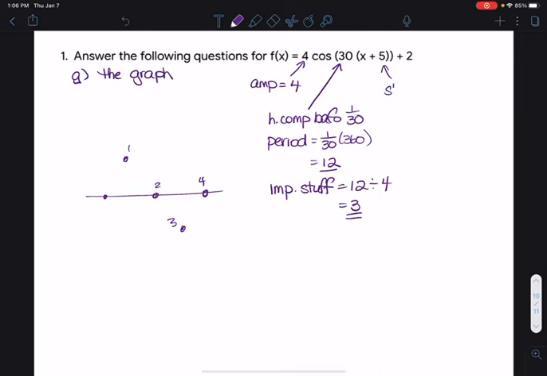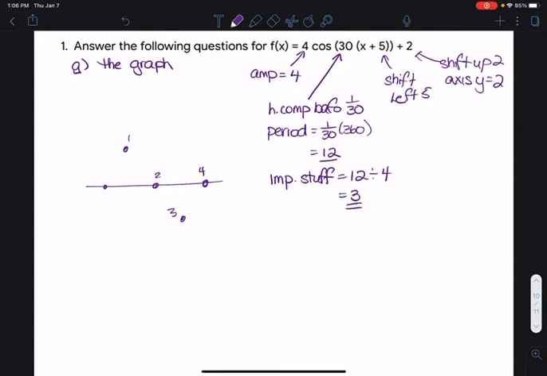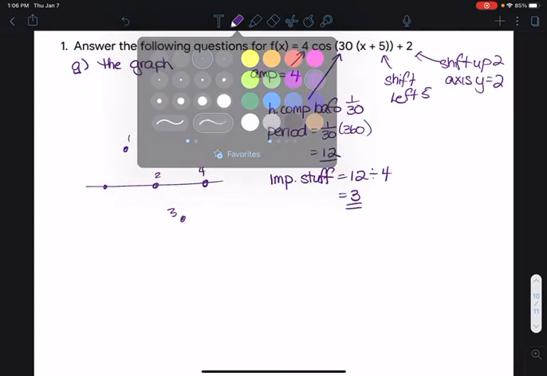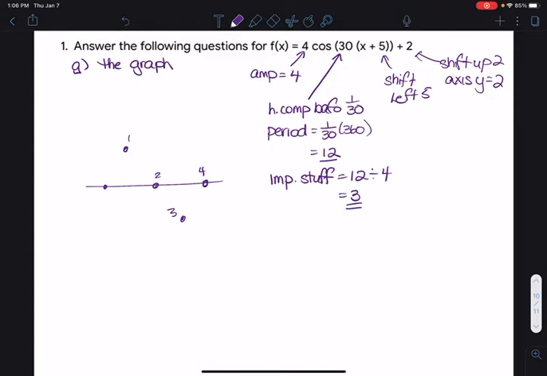And then that's a phase shift, left 5, and shift up 2, which is the axis, is at y equals 2. So to graph this, I'm going to start with my axes, and it's shifted up 2. So I'm going to draw horizontal axes and a vertical axis. And since my important stuff happens every 3, I'm just going to count by ones.